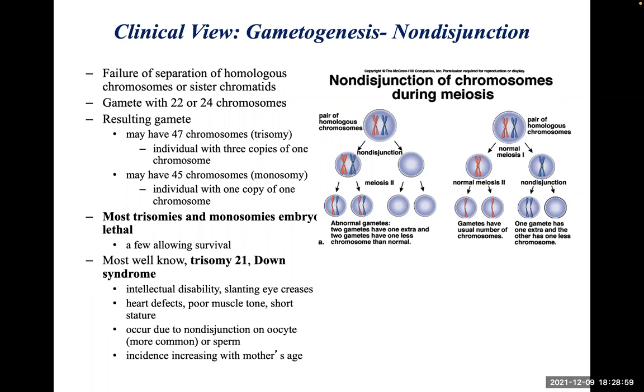So chromosome 21, if we have 3 copies of it, that condition is called trisomy 21. It's commonly called Down syndrome. And trisomy 21 is one of the few situations in which having a 3rd chromosome is compatible with life.